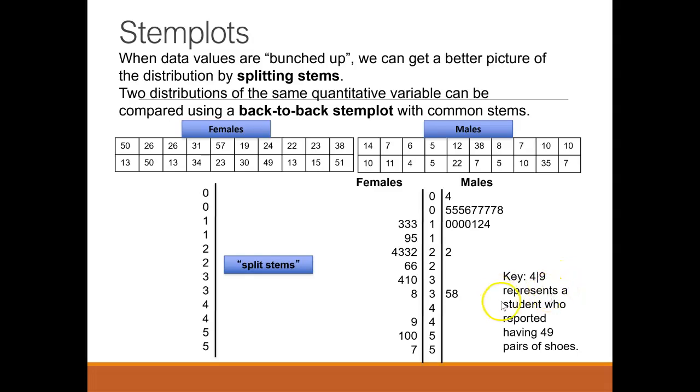So 4/9 represents a student who reported having 49 pairs of shoes. So I guess this was our AP students, females and males.